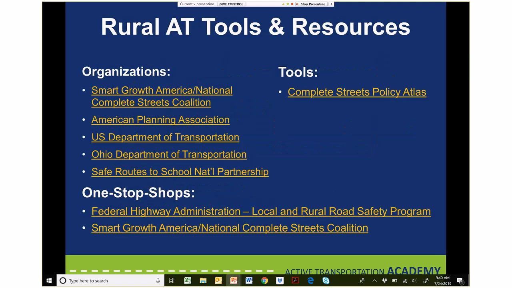Again, we go through not just funding resources and tools, but other ones that would be pertinent to rural active transportation planning and implementation. And so here's a short list of online resources that you and your counterparts might want to follow up on after the training. And then again, we are able to follow up afterwards too with additional resources based on any kind of questions or requests you have during the training.